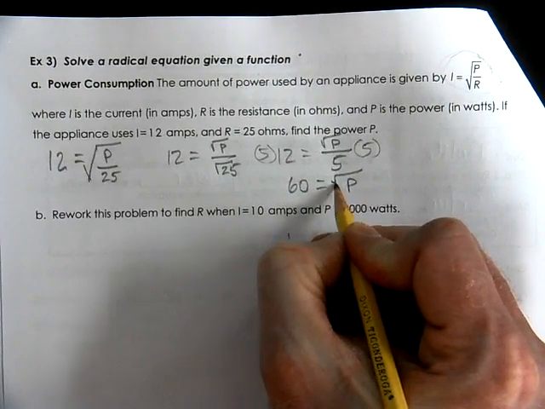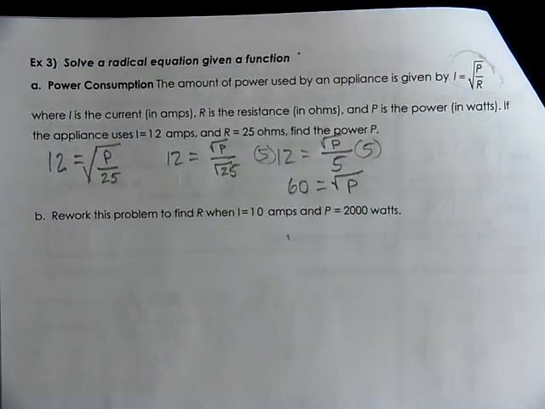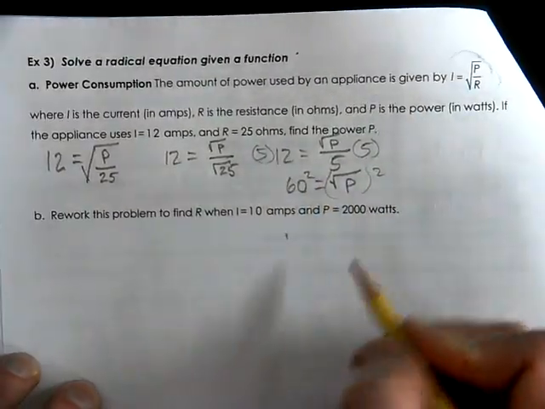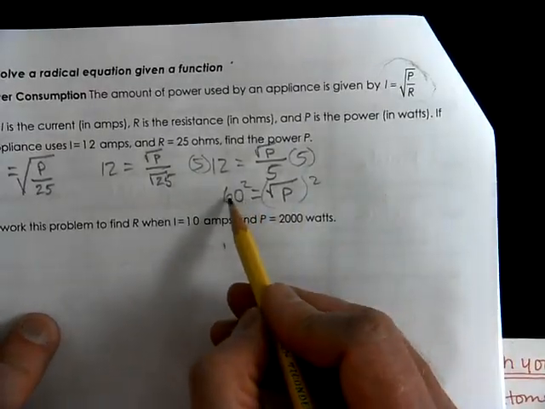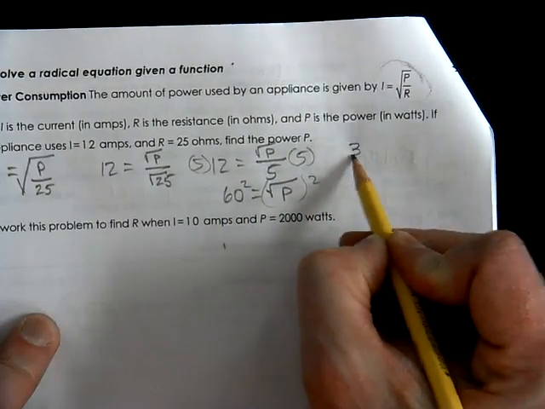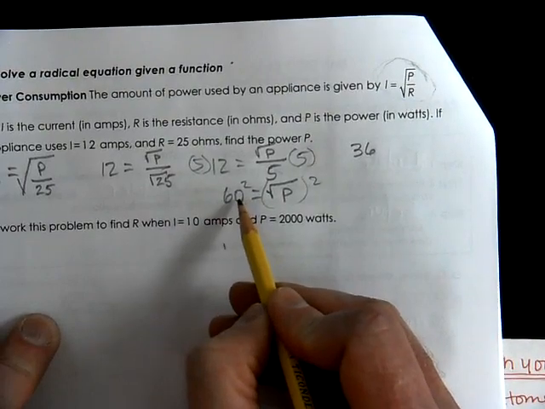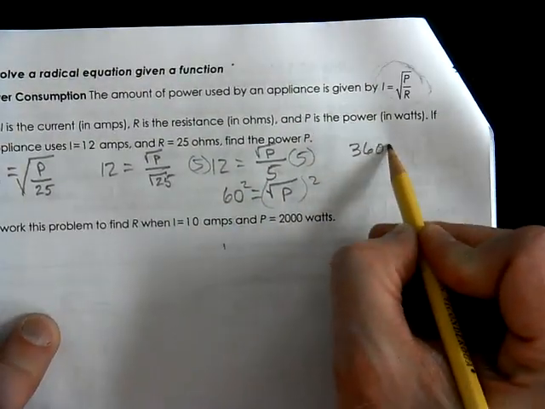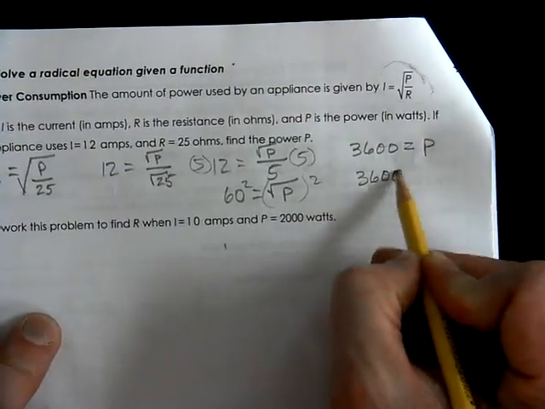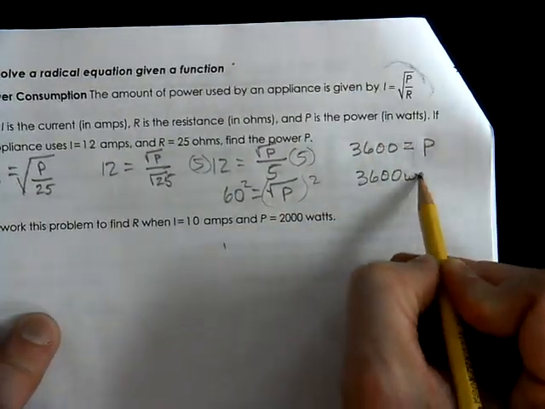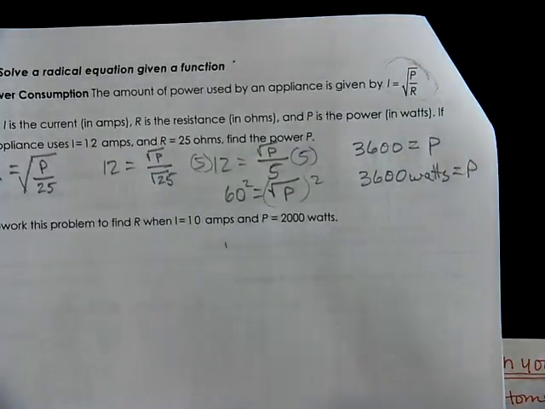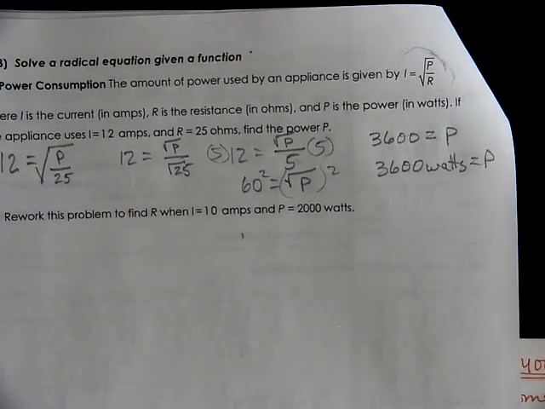Now how are we going to get the P by itself? We still have to square it. Square both sides. Well, what is 6 times 6? That's 36. And then you're going to have 2 zeros. So that can really help. So it's 3,600 watts. There's a couple different ways you could have set this up and you would still get to 3,600.